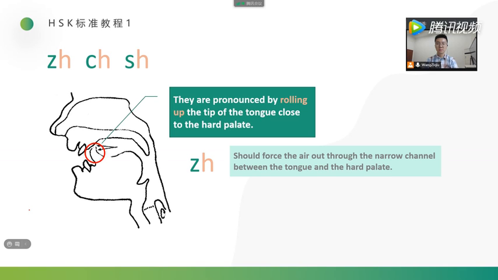Zh, zh. When we read zh, we should force the air out through the narrow channel between the tongue and the hard palate. Listen. Zh, zh.